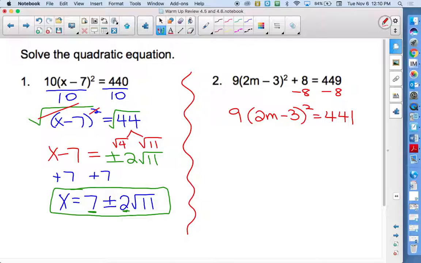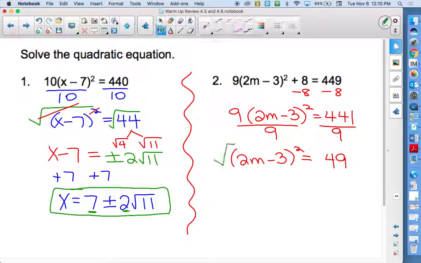The next step would be to get rid of the 9. So we want to get it out of the problem, divide it out to the other side. Always want to make our numbers smaller. And 441 divided by 9 seems like it should be an ugly number, but it actually turns out to be 49. Kind of a nice number there.